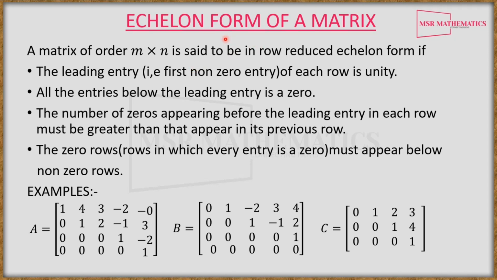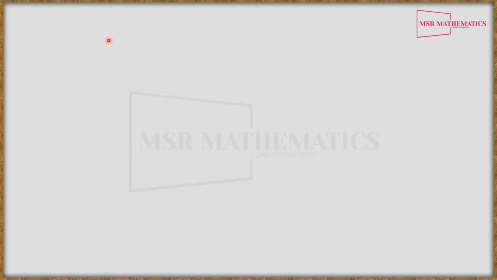We studied the echelon form of a matrix because in this module we have to study an important topic, that is, rank of a matrix. To obtain the rank of a matrix, the echelon form of a matrix is a very important topic. Next we shall study the rank of a matrix.